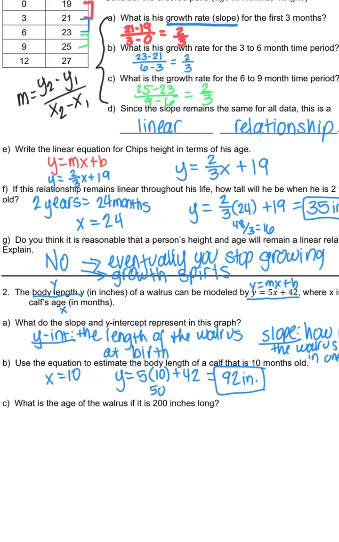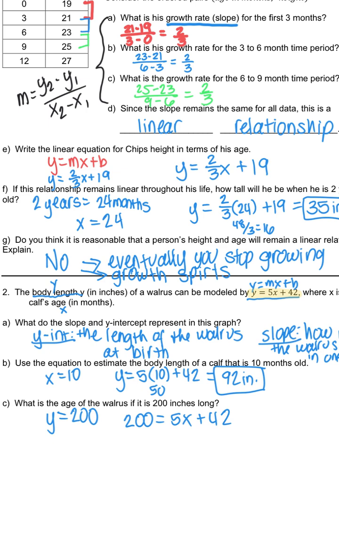Now, what is the age of the walrus if it is 200 inches long? So we have its length, so therefore that is our y equals 200, and we know that from the information they gave us right here at the top. So let's go ahead and plug that into our equation. 200 equals 5x plus 42. Again, we're still using the same equation that they gave us up here.